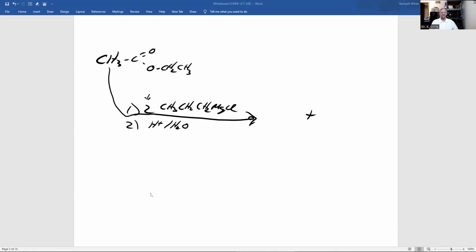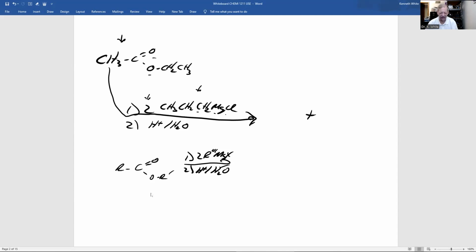All right, let's do it. We look up here, what's different? Ooh, oxygen here and here. We have a carbonyl, oxygen, R, OR, ester. What's different here? Carbon, magnesium chloride, and we have two of them. We have two Grignard reagents. And second step, acid and water.